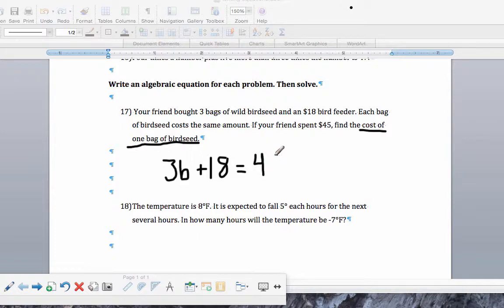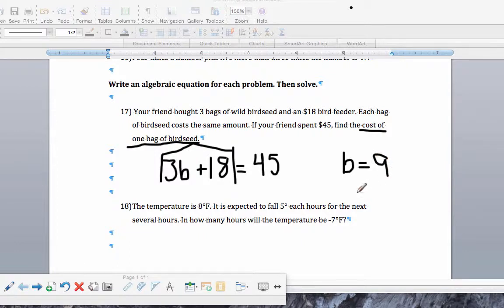Once you have your two-step equation set up, you solve it just like you would any other equation. So you can draw your house here. Remember, the 18 leaves first, so we subtract 18 from both sides. We divide by 3, and at the end, we would get our answer. So I would say b is equal to 9.